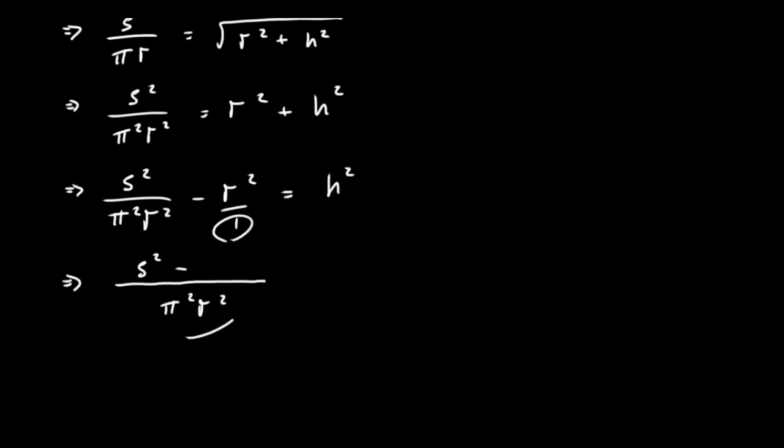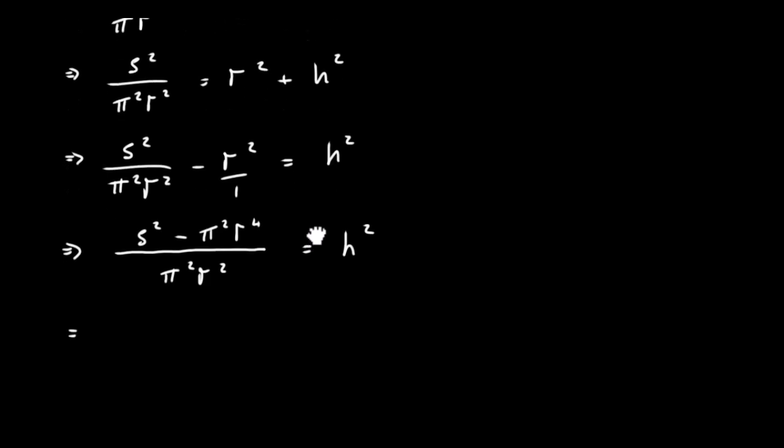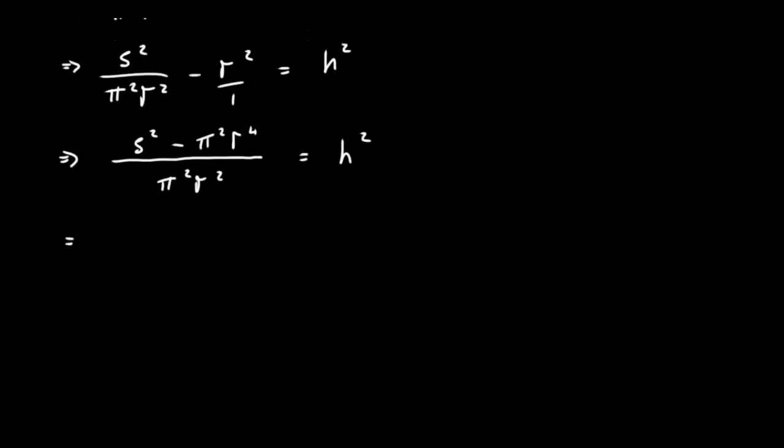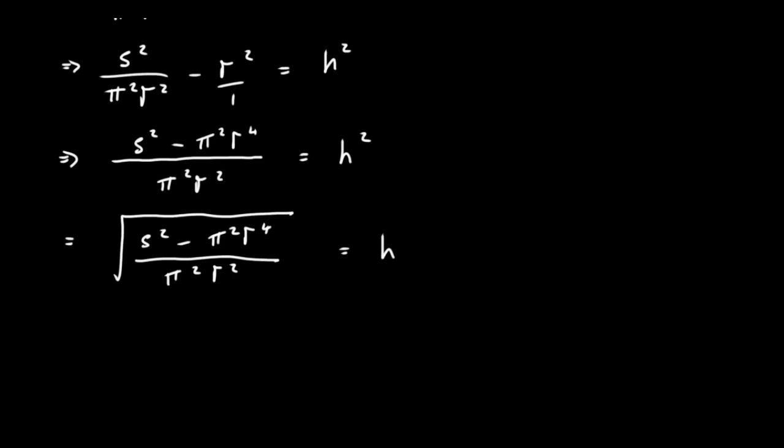So what do you do to 1 to turn it into this? You multiply it by pi squared r squared. So multiply this by pi squared r squared. So that'll give me pi squared r squared times r squared is r to the power of 4. That's equal to h squared. So now we've got to square root both sides. So let's just square root the left hand side, and that'll give us h. So it's square root of s squared minus pi squared r to the power of 4 over pi squared r squared.